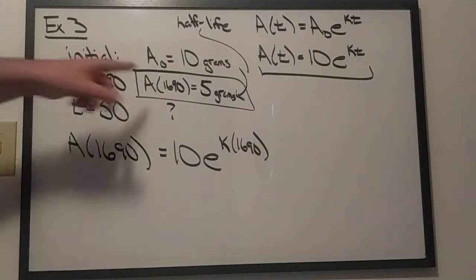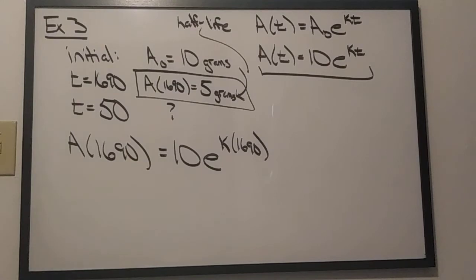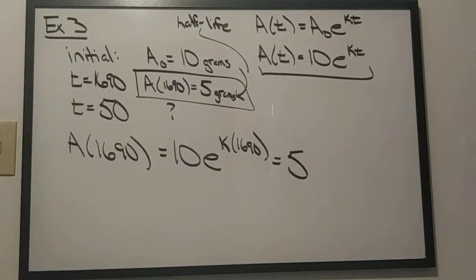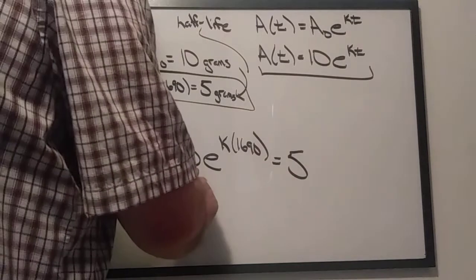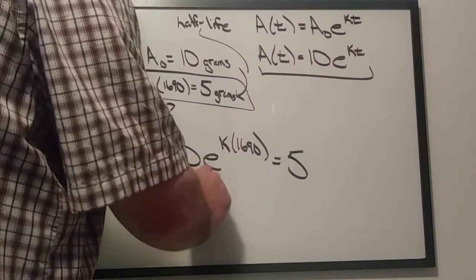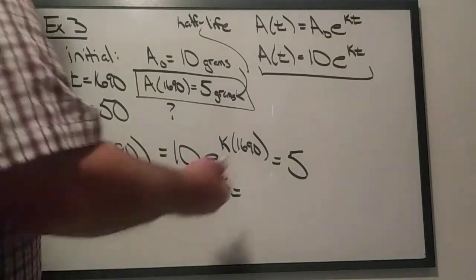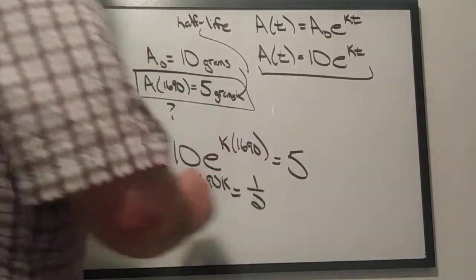But once again, I also know from my table that A of 1690 has to equal the number 5. So we now have an equation that I can solve for k. And just like we saw in example 2, the first thing that I want to do is get that exponential expression alone. So to get that e guy all by himself, I need to divide both sides by 10. So if I divide both sides by 10, I'm going to have e to the 1690k is equal to 5 divided by 10. Well, 5 divided by 10 is just 1/2.